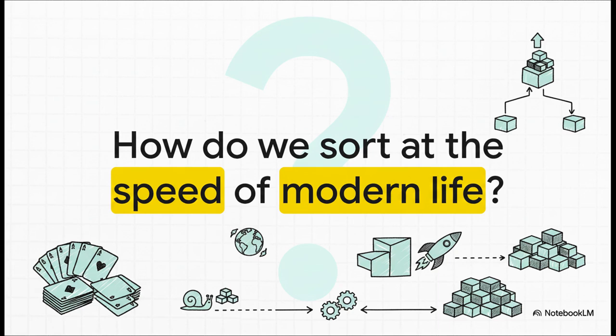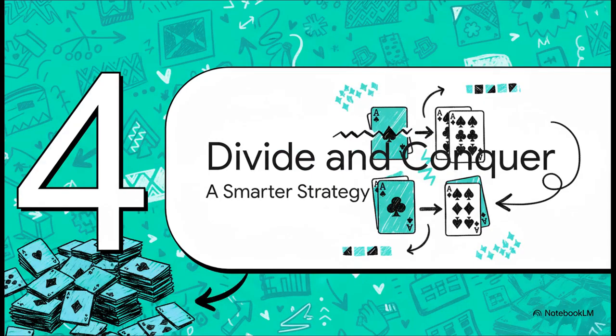If the simple, human way of doing things completely breaks down its scale, how in the world do we handle the massive data sets that power everything we do? We're going to need a completely different approach. And that smarter approach has a really cool name: divide and conquer.